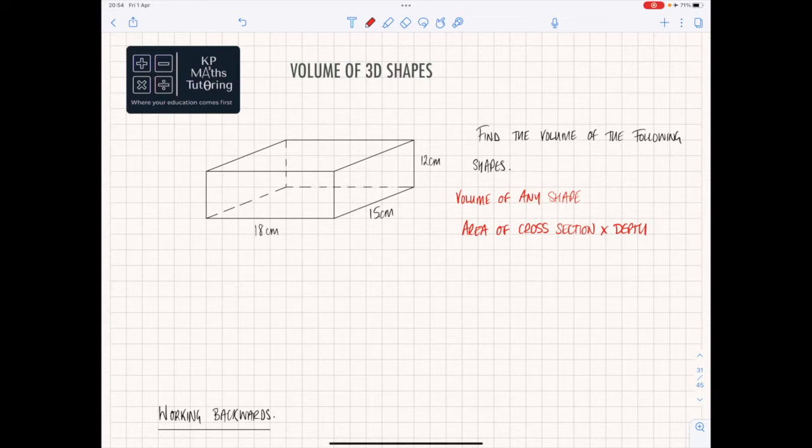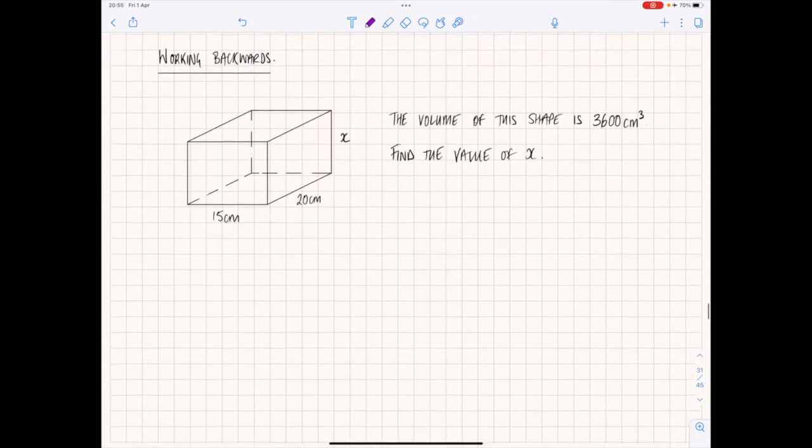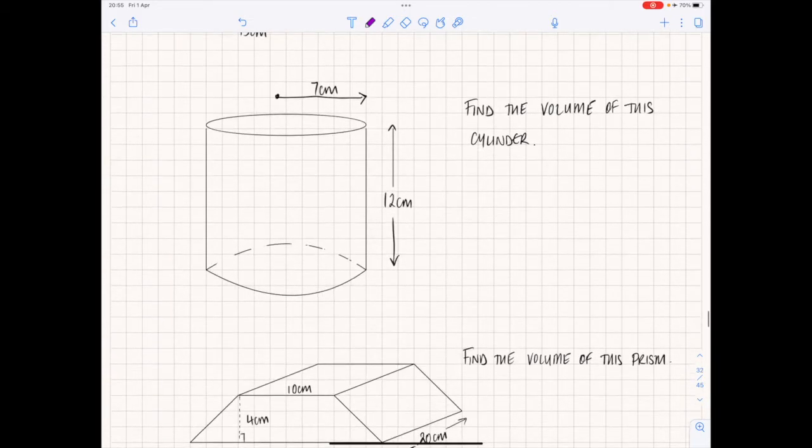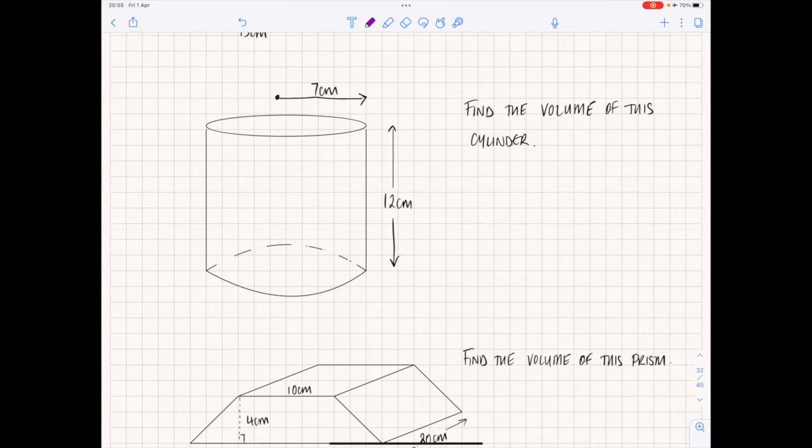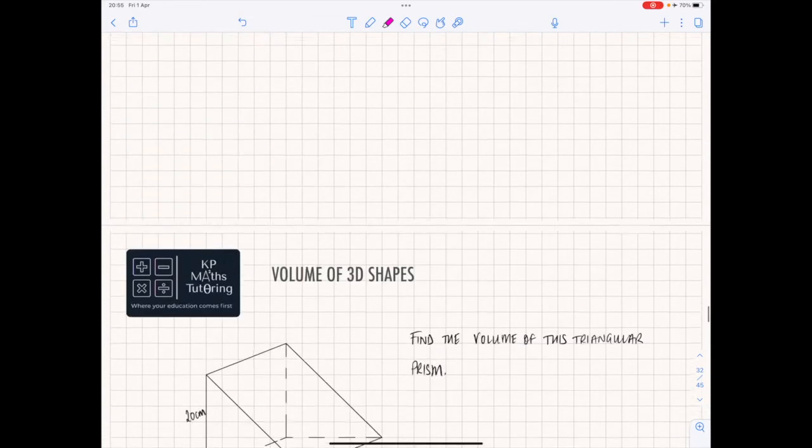Now what you need to understand is that the cross section is basically just the front face. Or if the shape is standing the other way around, you could call it the top. So you could say the top face, the front face, and the depth can also be the height if the shape is looking the other way around. So if you take a cylinder here, the front face you can't find. However, the top face here you could find. So that's what I mean by front or top.